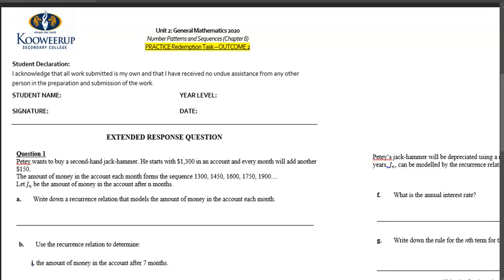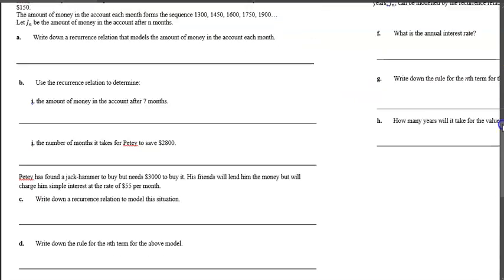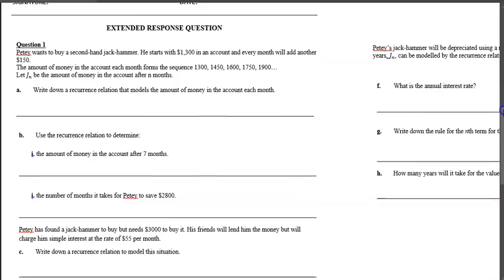This video will be dedicated to the practice redemption task outcome 2 for the number patterns and sequences topic found in chapter 8. All up, there is one question, split up into different parts.